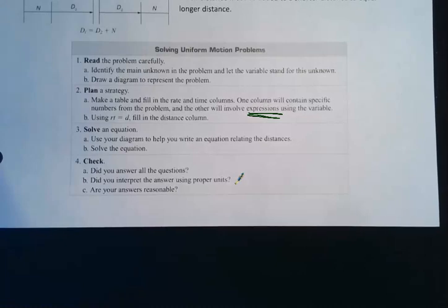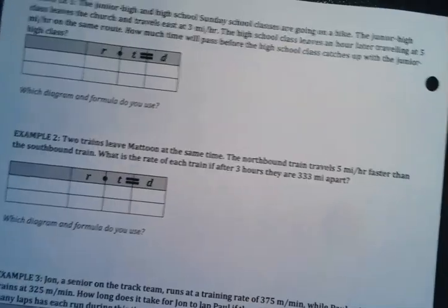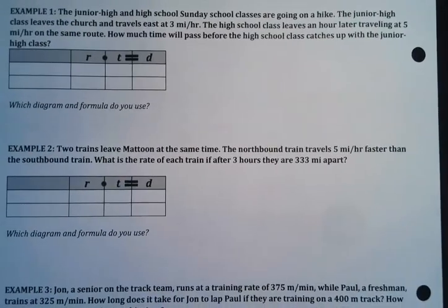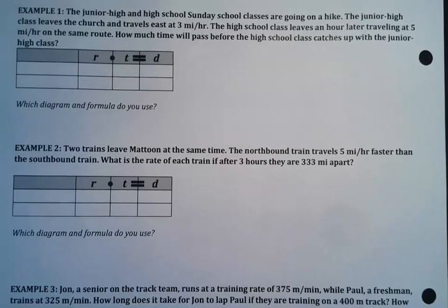Okay, so flip over to the back, and we've got example 1. The junior high and high school Sunday school classes are going on a hike. The junior high class leaves the church and travels east at 3 miles per hour. The high school class leaves an hour later, traveling at 5 miles per hour on the same route. How much time will pass before the high school class catches up with the junior high class?